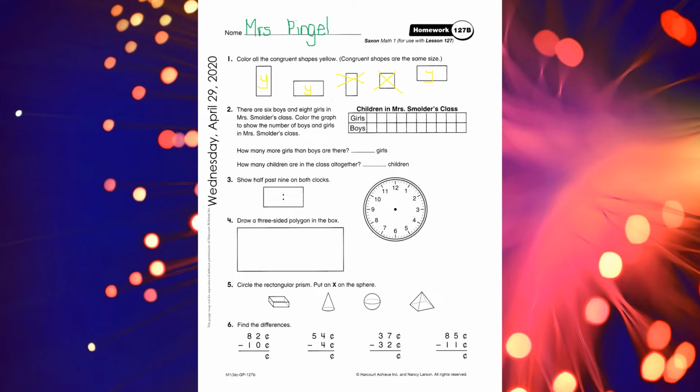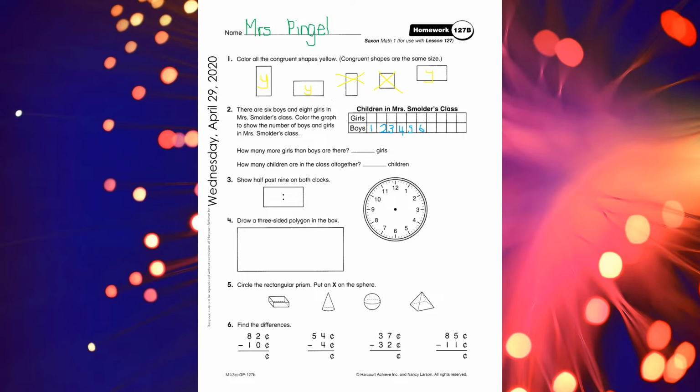Number 2. There are 6 boys and 8 girls in Mrs. Smolder's class. Color the graph to show the number of boys and girls in Miss Smolder's class. 6 boys, boys. 1, 2, 3, 4, 5, 6. Now I label with numbers. You may color, but just make sure that there's only 6 shaded.